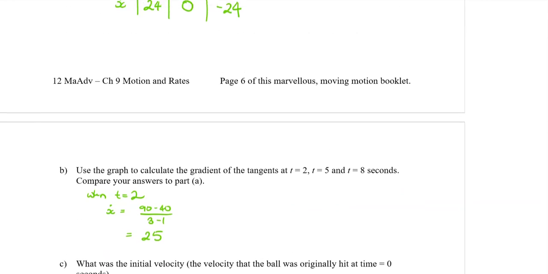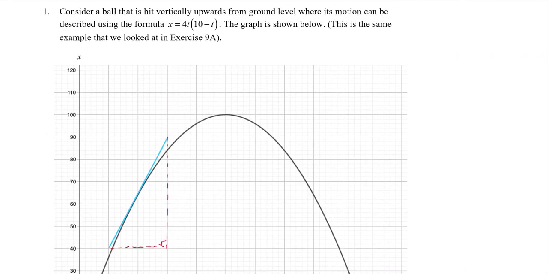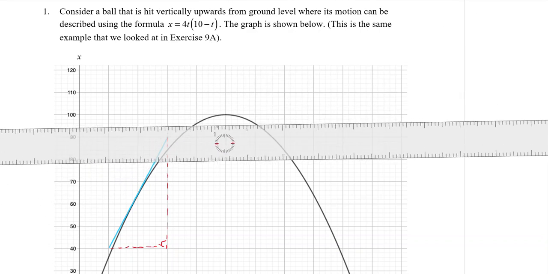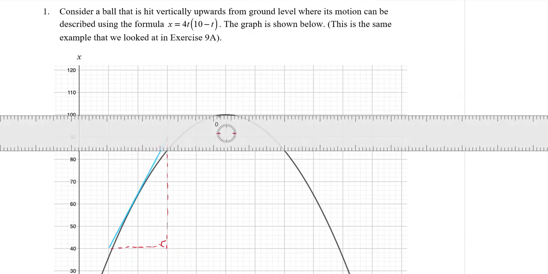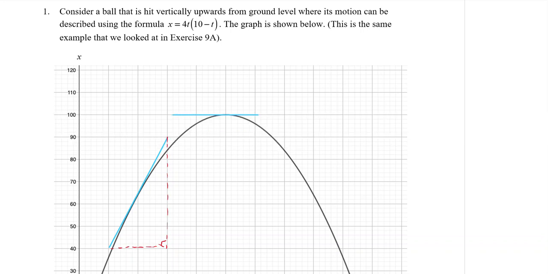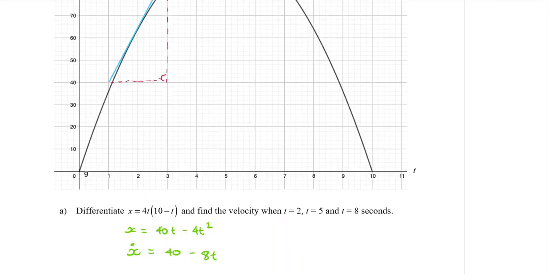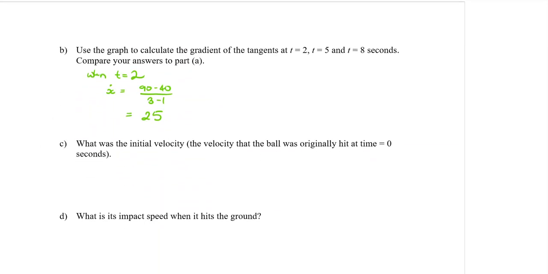Okay. Let's do the next one. We want t is equal to 5. Back to your graph. This is an easy one. Because t equals 5 is at the top, which should be a perfectly flat line. Which means my rise, no matter what I do, is 0. It doesn't matter what the run is. If the rise is 0, then the whole thing is 0. So back down here. When t equals 5, the velocity is 0. It's flat.